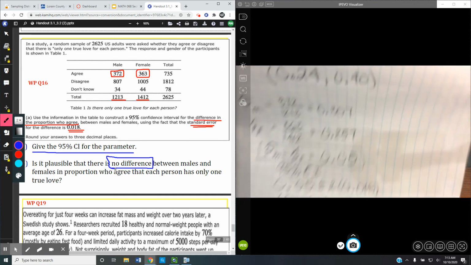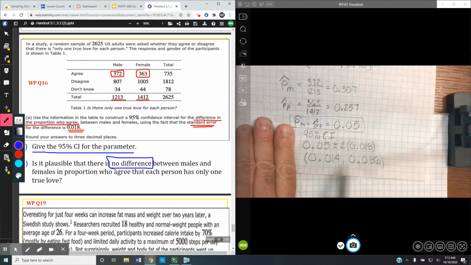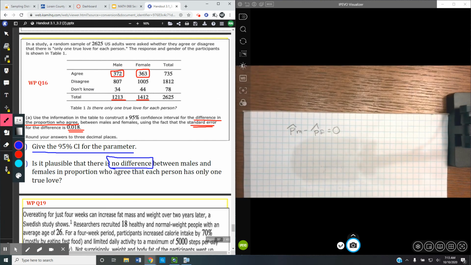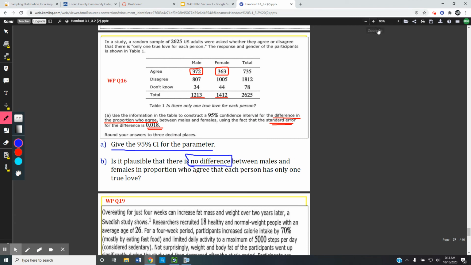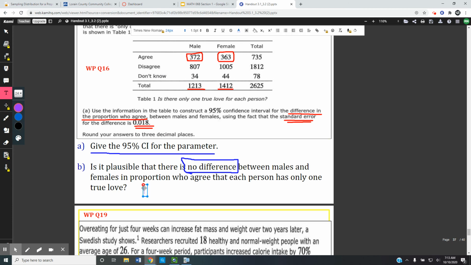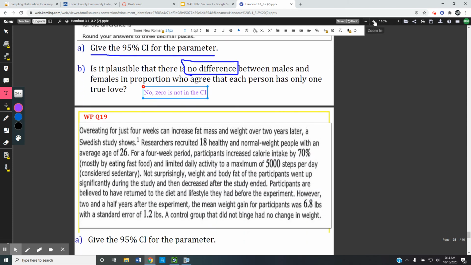Okay, well, refer back to here. This was the CI. 0 is not inside of the CI. So therefore, our response to this value has to be that it's not plausible because it's not in the CI. The answer is no, not in the CI. And we should actually say 0 is not in the CI. Beautiful.